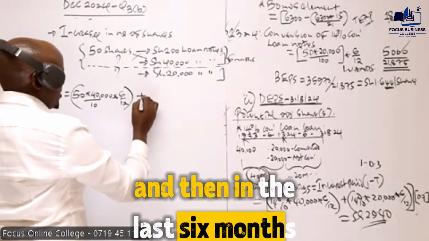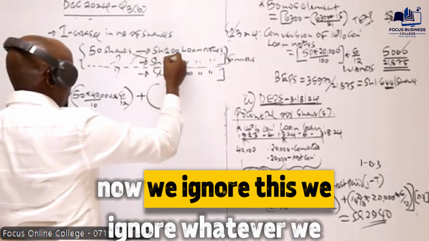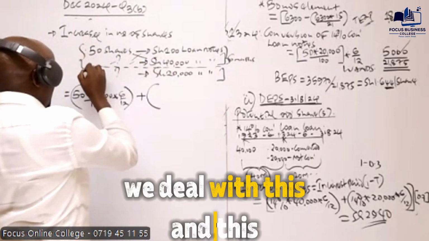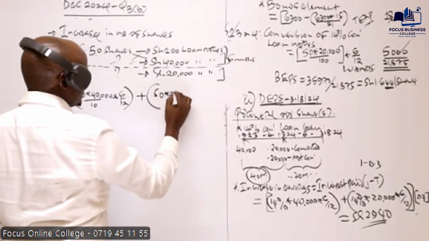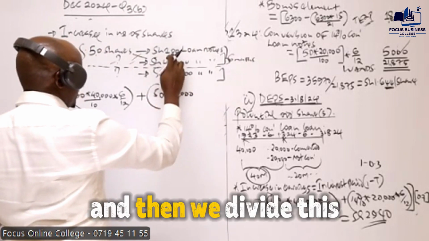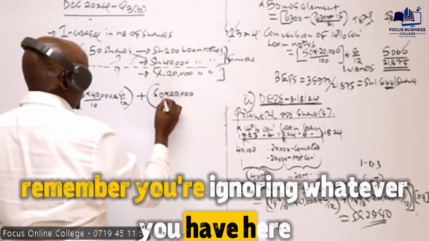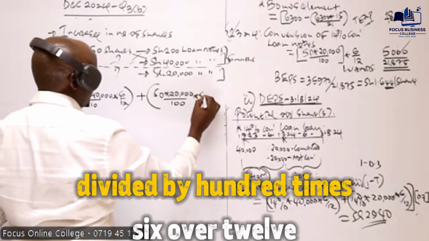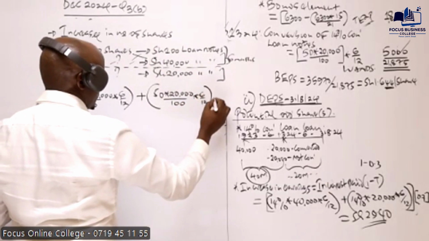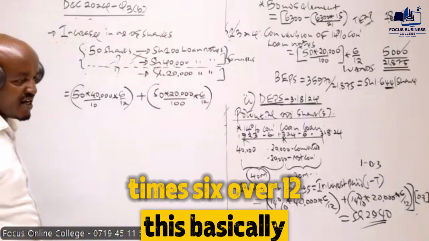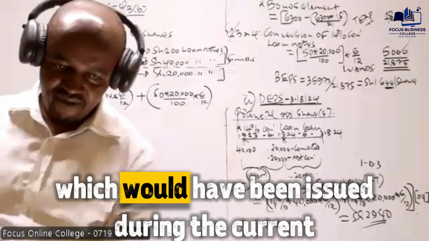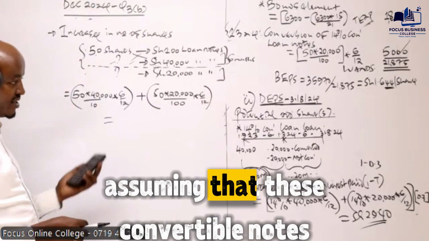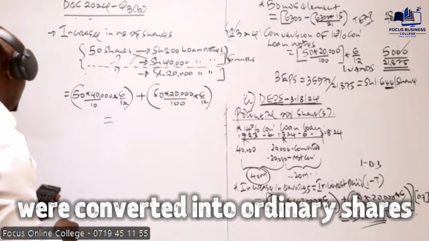And then in the last 6 months, we ignore whatever you have here, and we deal with this and this. So we take 50 times this one, and then we divide with this, remembering we're ignoring whatever you have here, divided by 100 times 6 over 12. This is how we get the increase in number of shares. These are the number of ordinary shares which would have been issued during the current year, assuming that these convertible notes were converted into ordinary shares.